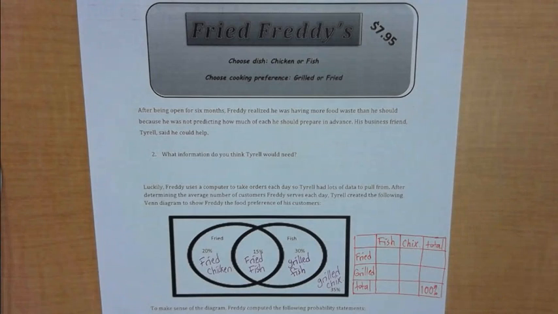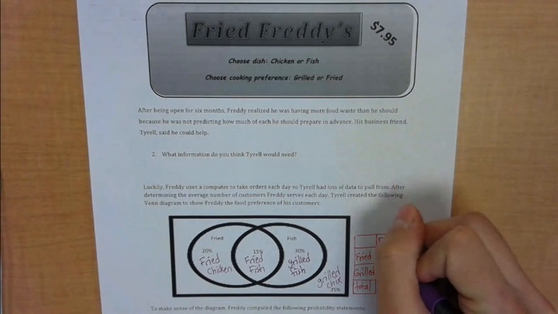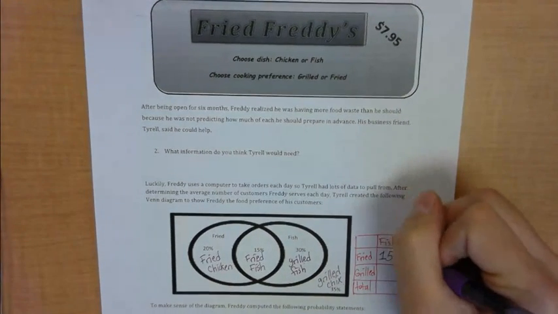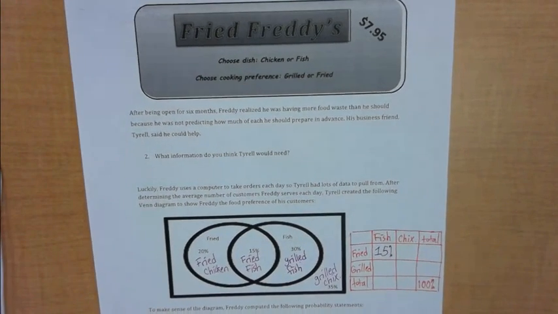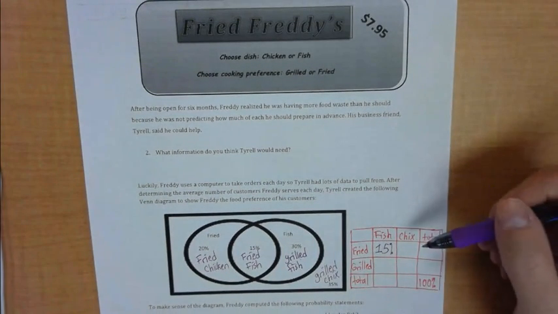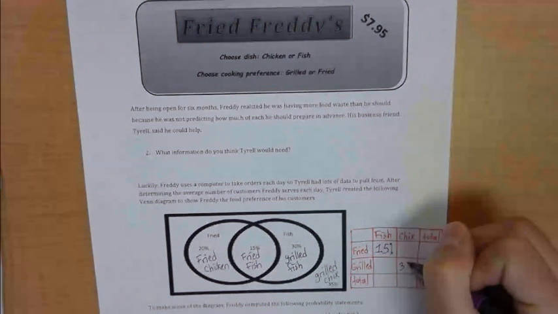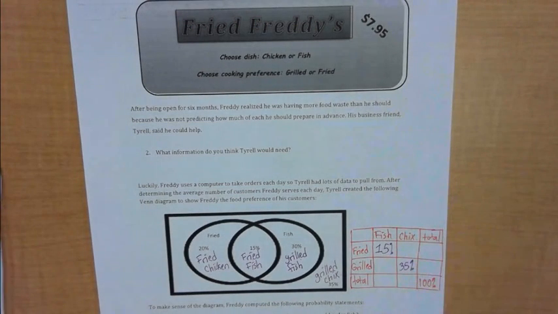If I know that fried and fish, the overlap, is 15%, I could find that intersection over here. Fried and fish would have to be 15%. So 15% of their orders are fried fish for dinner. If we continue on, I can look at some other parts. Grilled and chicken, which was not included in our Venn diagram, grilled crossed with chicken, 35% would have to go where grilled and chicken intersect with each other. Then I can fill in some more information from there.